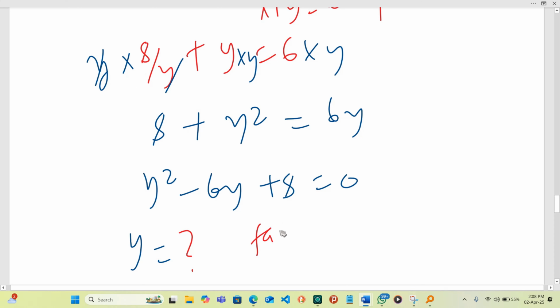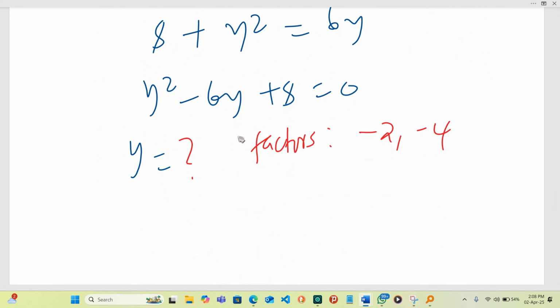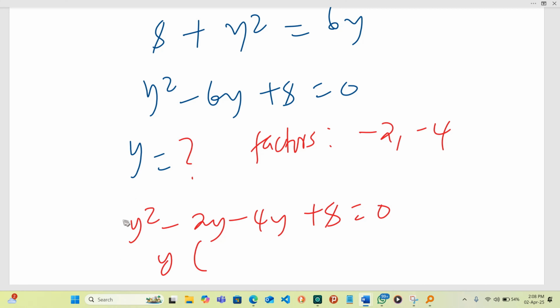So we know factors. We can use factorization method here. Factors which you multiply and get 8, when you add them, you get negative 6. That is negative 2 and negative 4. When you multiply the 2, I have 8. When I add the 2, I get negative 6. So meaning, expressing this equation in terms of its factors, this will be y squared minus 2y minus 4y plus 8 equal to 0. Factorize out the most common one here, which is y, will be y into y minus 2, then minus 4 into y minus 2, and this is equal to 0.